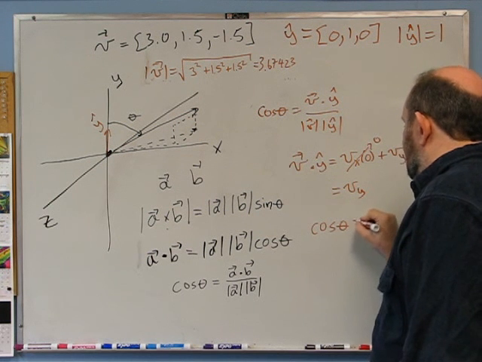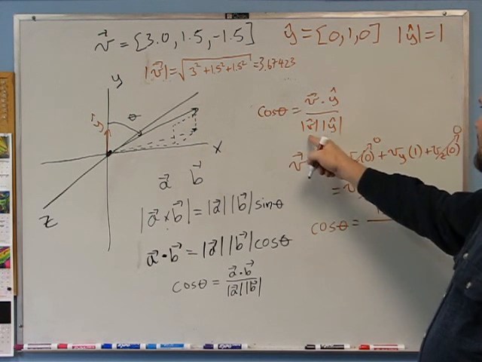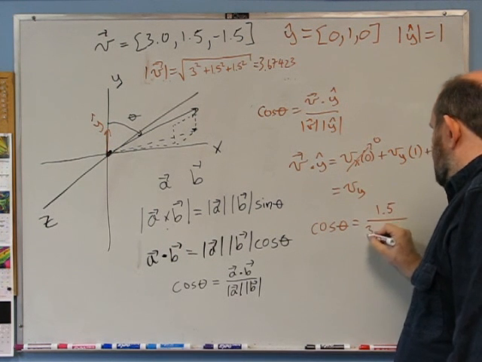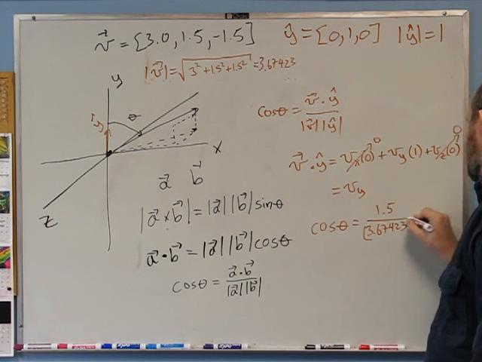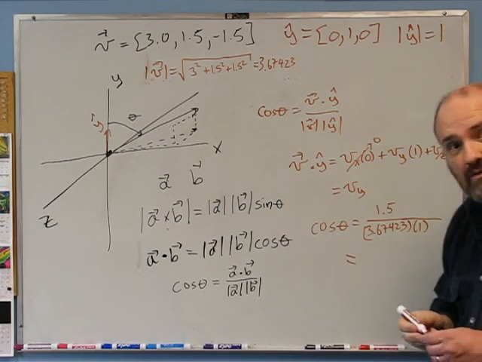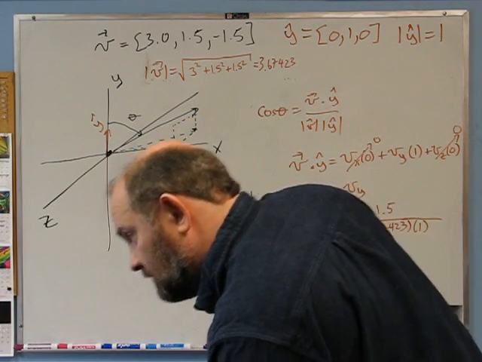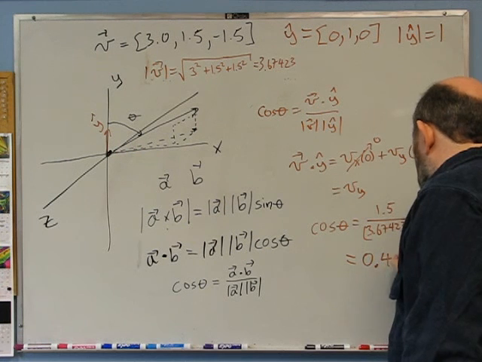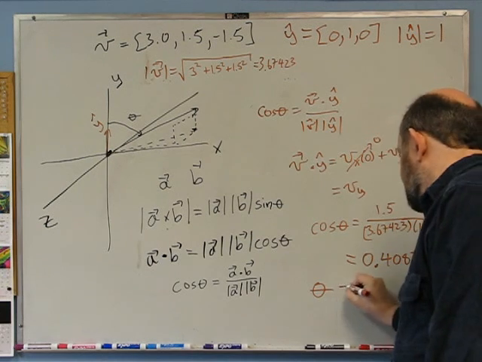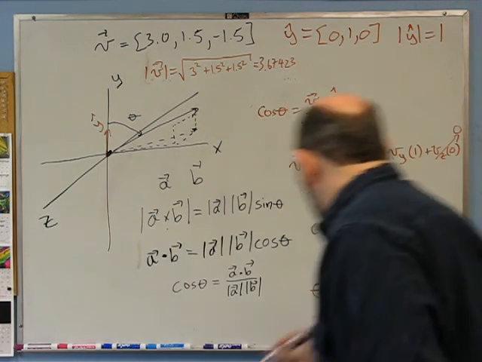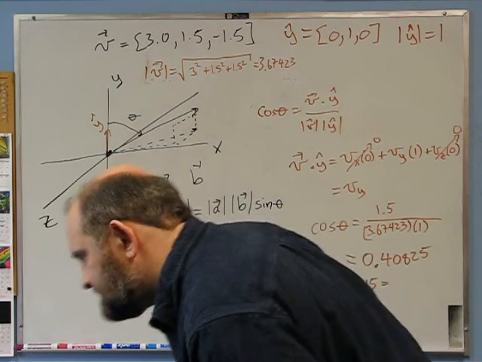So the cosine theta, the angle that we're after, is v dot y-hat, which is 1.5, divided by the magnitude of v, which is 3.67423, times the magnitude of y-hat, which is just 1. So I can work that out, and I get 0.40825. That's cosine theta. So if I take an arc cosine of that, I get theta is equal to 1.15 radians, which is also equal to 66 degrees.